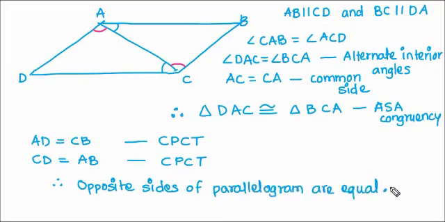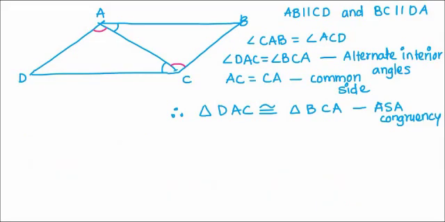So that's one property of a parallelogram which we have proved using the triangle congruency theorem. Now let's see one more property. We have proved till this point that triangle DAC is congruent to triangle BCA. Now let's talk about another corresponding part, which is angle ADC, same as angle CBA, corresponding parts of congruent triangles.